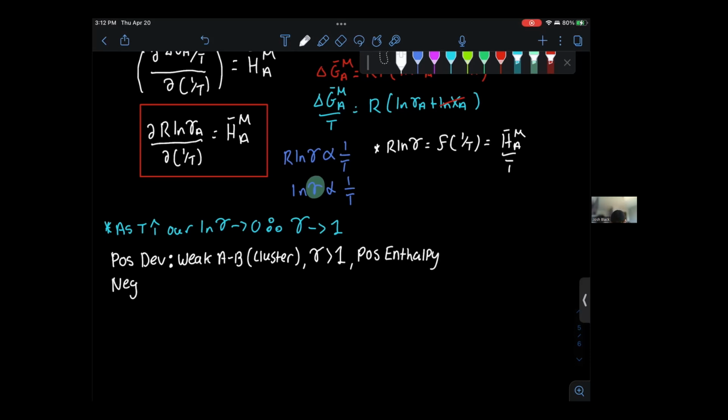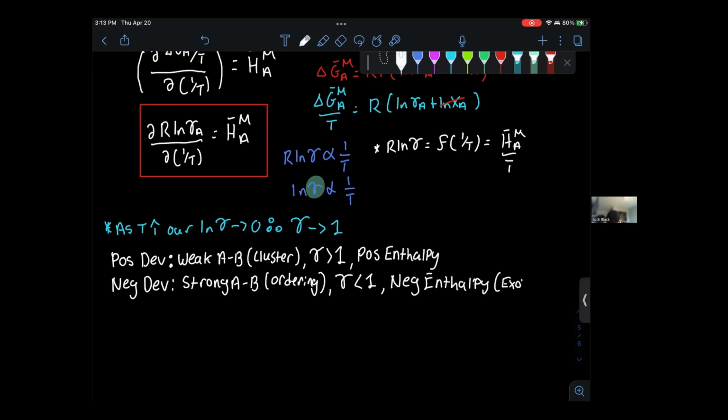For negative deviation, we have strong AB bonds. So we're going to have ordering, meaning there are going to be ordered phases. Our activity coefficient is less than 1, meaning our slope is negative. So we're going to have negative enthalpy. This is exothermic, and this is endothermic. Cool.